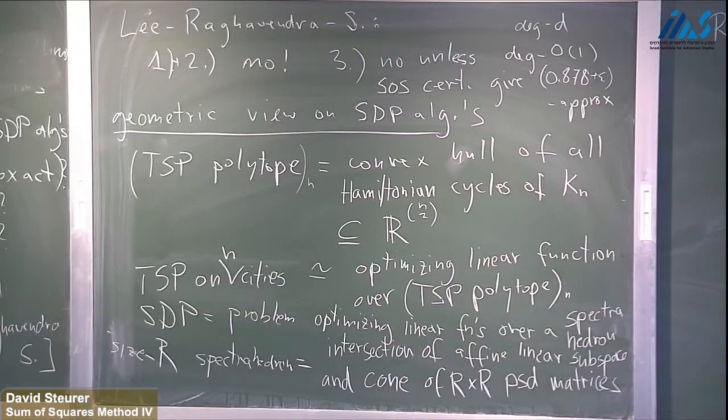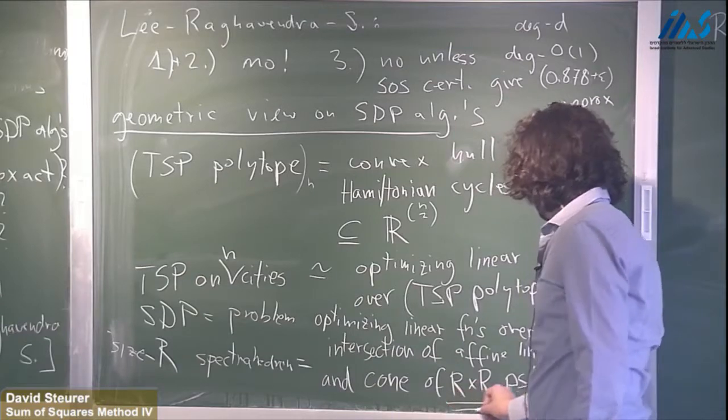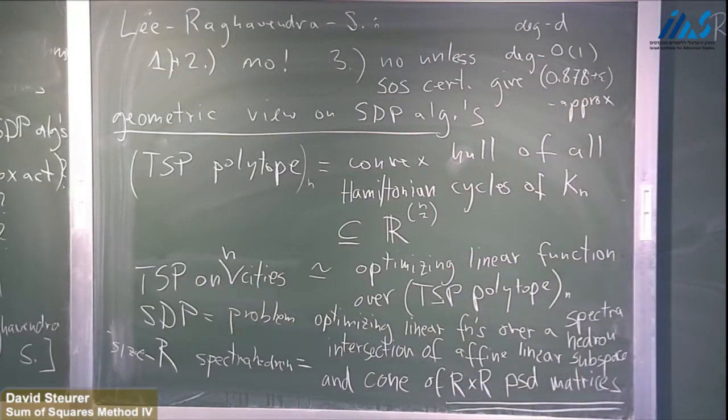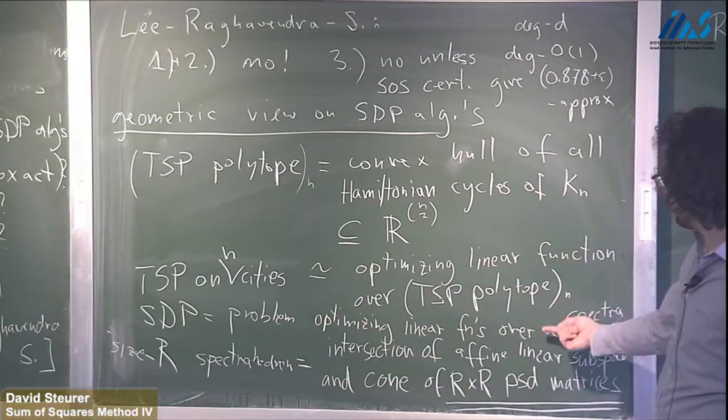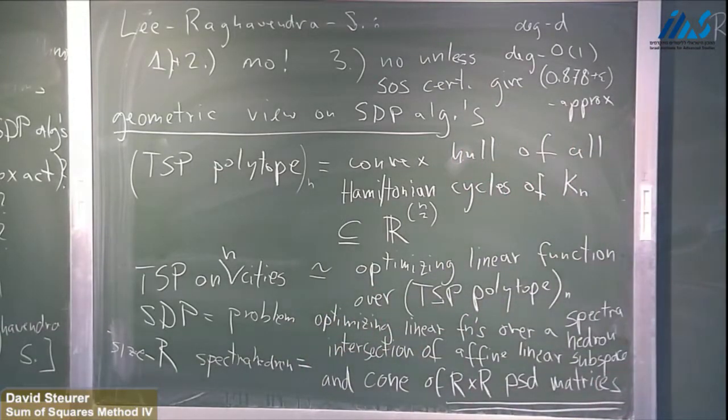And what happens with the spectrahedra is that linear programming naturally embeds in a more general class of problems. You have a convex body and you want to optimize a linear function. This convex body has to be computationally good, which means you have to be able to separate. A discovery that started the SDP revolution is that the cone of positive semidefinite matrices is such a body. And that's the reason why you can solve this problem of optimizing a linear function over a size R spectrahedron in time polynomial in R.